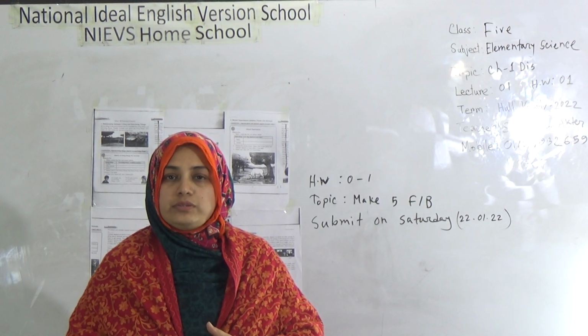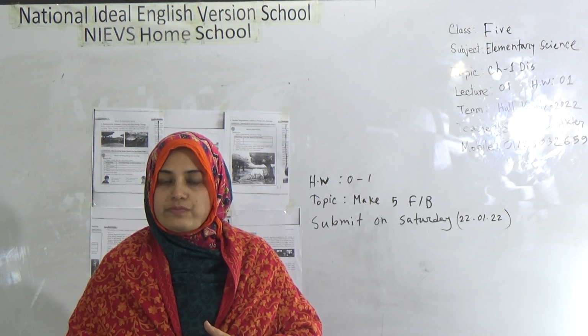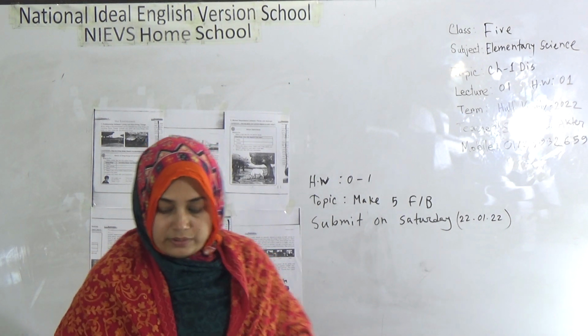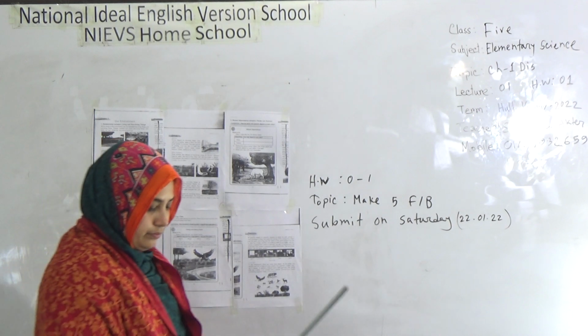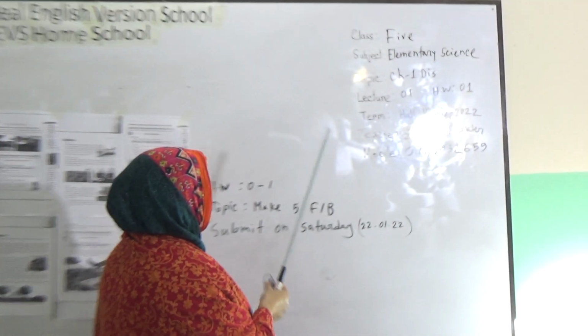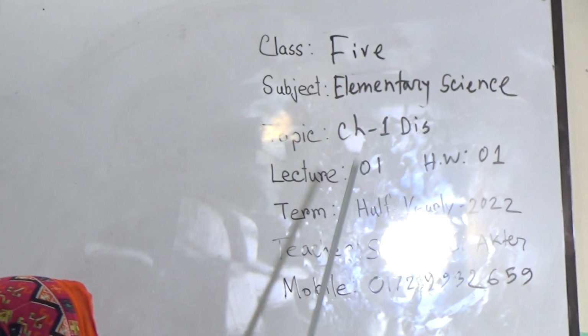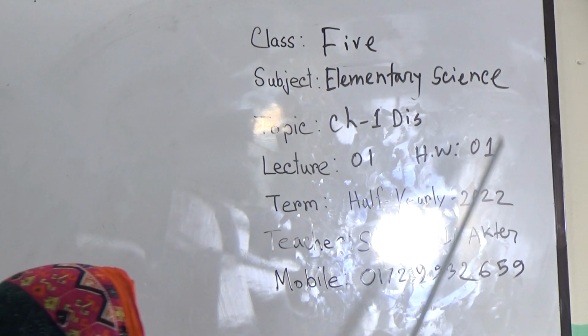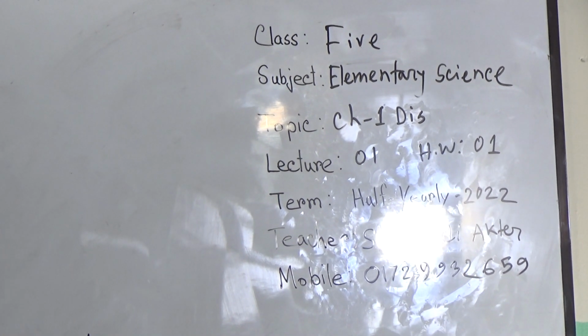Today, I am going to take an elementary science class for class 5 students. Our today's topic is chapter 1 discussion, today's lecture number 1 and SW number also 1. My dear students, this is our first class for half yearly term. The first chapter, our environment.